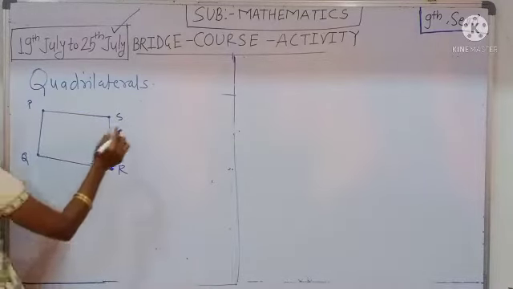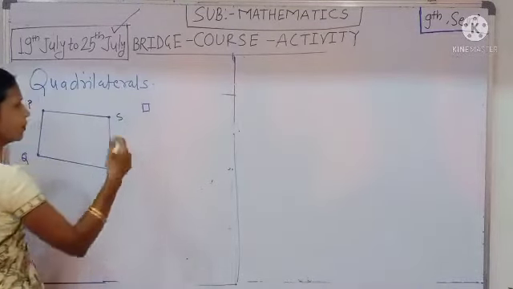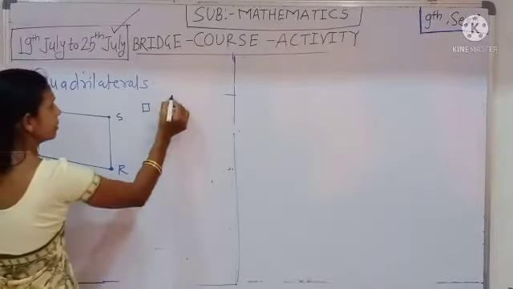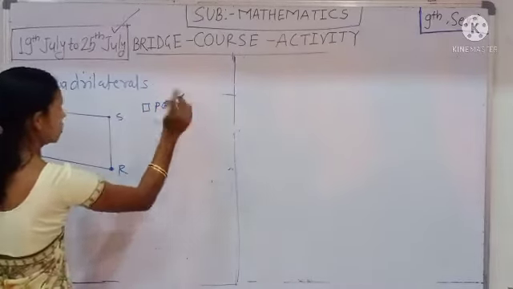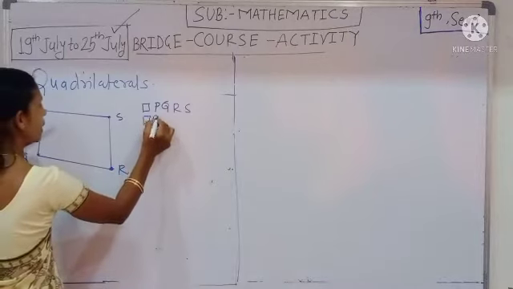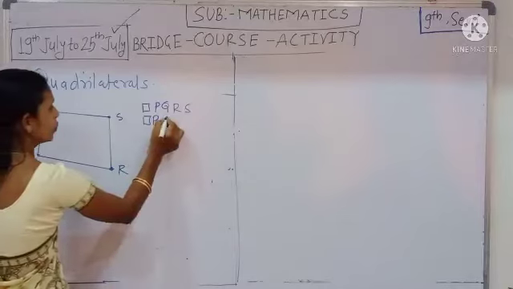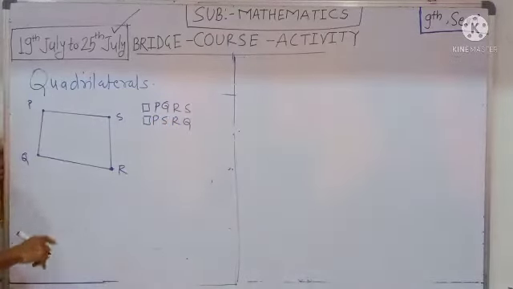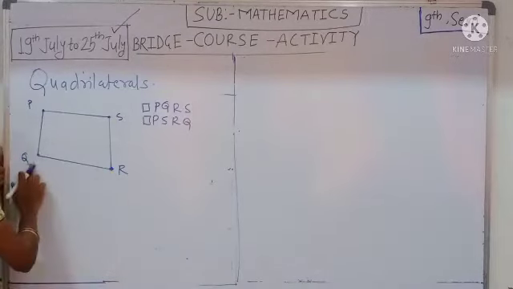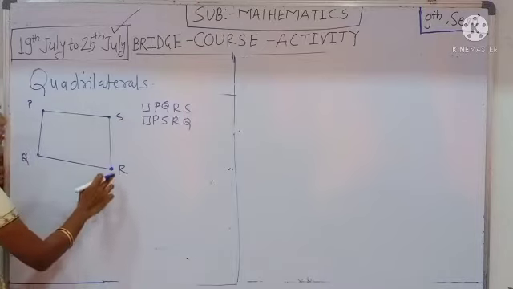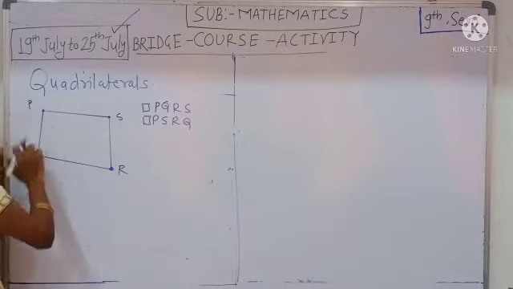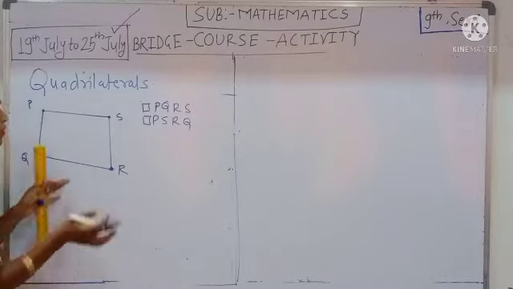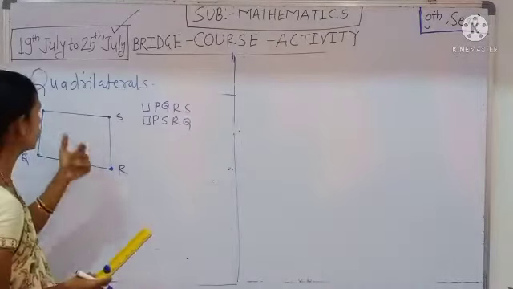And see here, that quadrilateral we can label or represent in eight ways. That means quadrilateral PQRS, or quadrilateral PSRQ. Like this, we can write the name of this quadrilateral in eight ways. For example, quadrilateral RQPS, or quadrilateral RSPQ. Like that, quadrilateral SRQP, or quadrilateral SPQR. Similarly, we can write a few names of that quadrilateral.